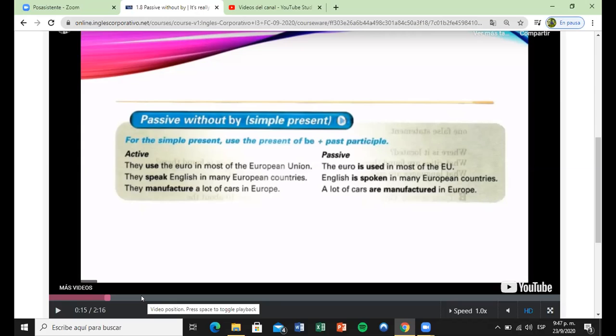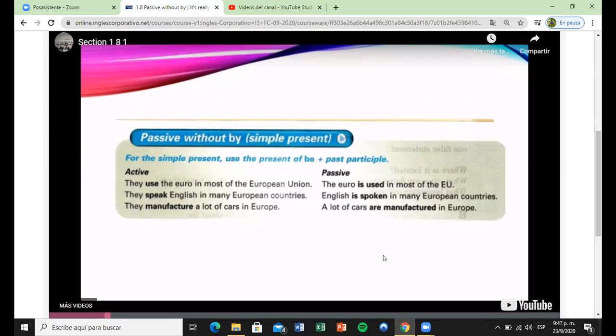So what are we going to do? We're going to take a look at the active and the passive. What's the main difference? The main difference is that in the active, the person does the action, we use a verb directly. Then we have the passive. In the passive, the object receives the action. Now, let's take a look at a few more examples that we have in here and see what else they give us.